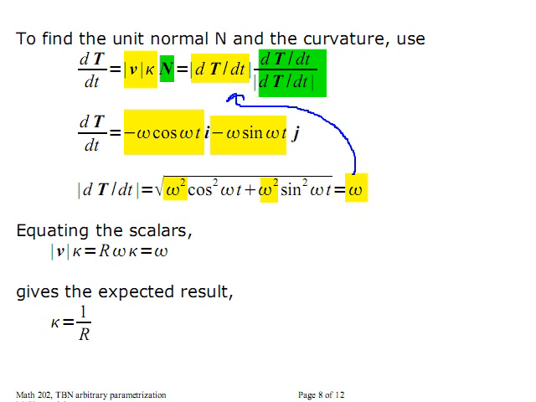Okay, we're going to do it down here. So we've got the magnitude of the velocity times the curvature. We're trying to solve for curvature here. I know that the magnitude of the velocity is r omega, this is the linear speed. Here's the curvature, and I know for this particular motion that the magnitude of the first derivative of the tangent is omega. So when I solve for the curvature kappa, I get the expected results.